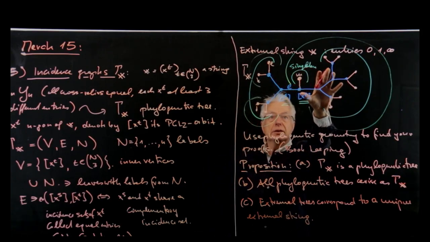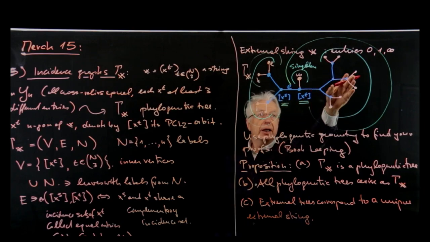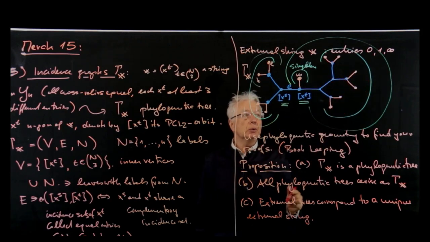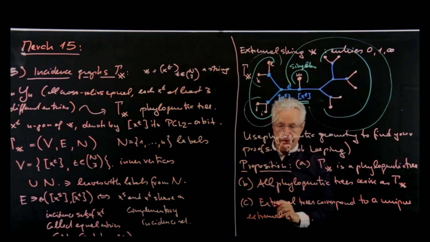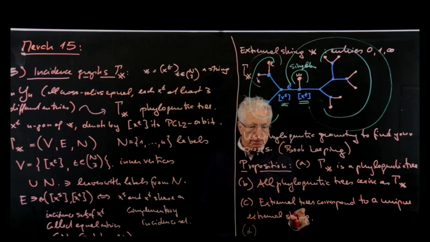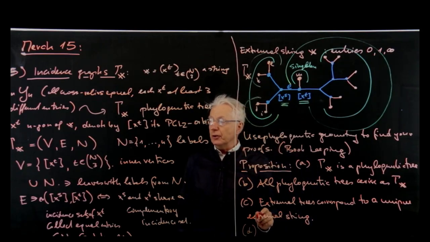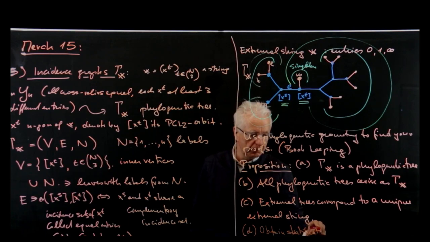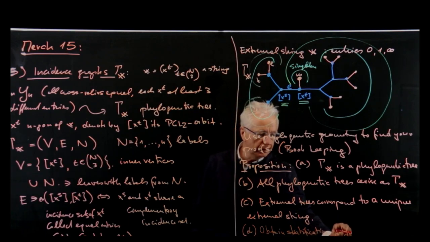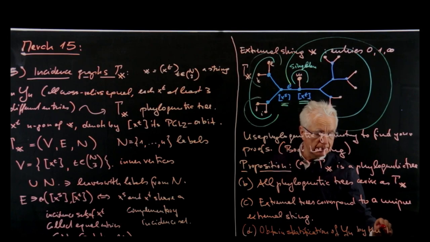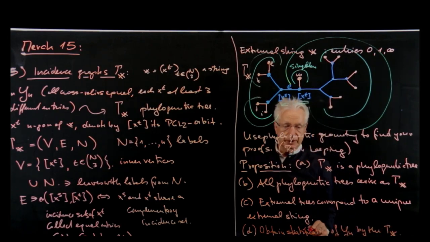So if you have such an extremal tree, as the extremal string will only have zero, one, and infinity, you just have to check which ones are equal or not, one or not, and that's codified in the tree. Okay? And we get a stratification of Yn by the gamma x. What do I mean by stratification?